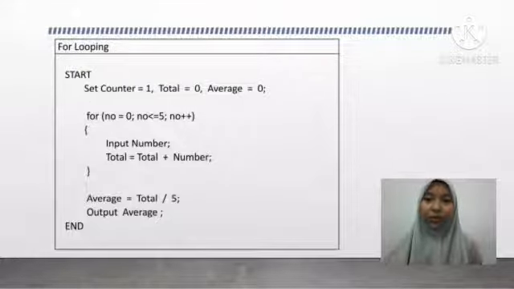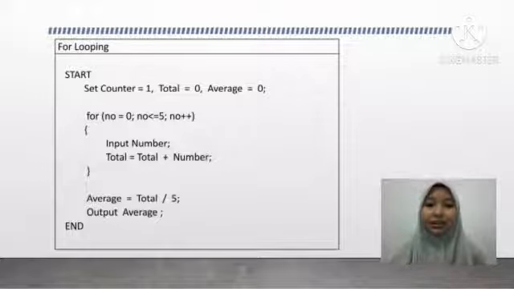For looping is we start and set counter 1, total 0, and average 0, and next for no 0, no equal 5, no plus plus, and next input number, total equal total plus number, and then average total divide 5, and next output average.